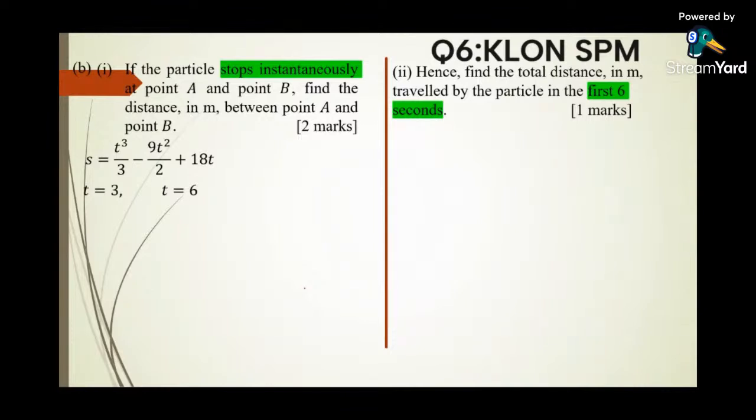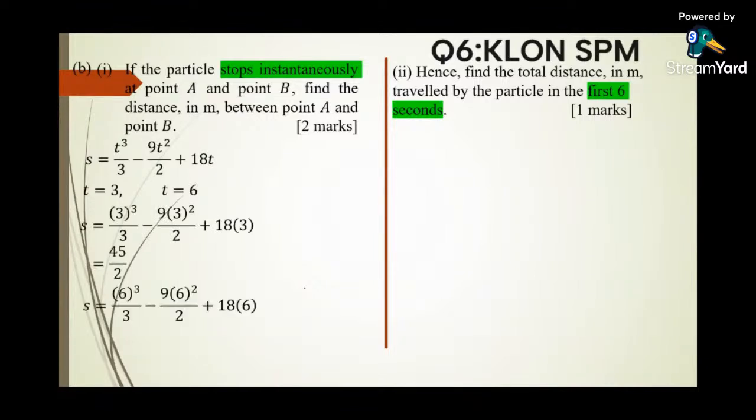Distance displacement kita dah dapat sebelum ni dan kita dapat t equals to 3 dengan t equals to 6 tadi kan. So kita pun substitute. Kali ni kita guna yang 6 sebab dia kata between point A and point B. Bermaksud A tu mungkin dekat t equals to 3. B tu mungkin dekat point t equals to 6. Jadi awak kenalah cari dua-dua sekali. So bila dah dapat 45/2 dengan 18.